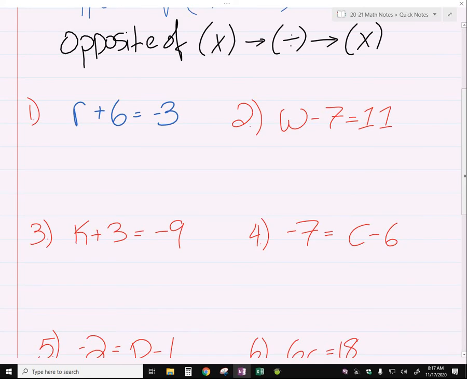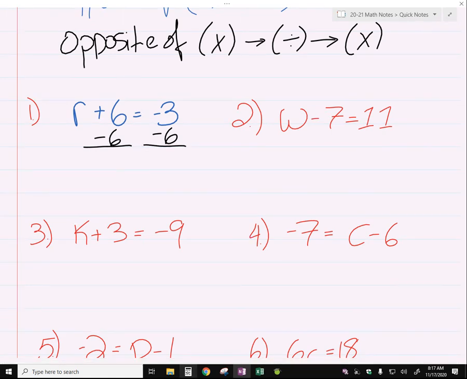Yeah. 6 is being added onto it. And from what we wrote above, to undo 6 being added onto it, right below there, I'm going to write minus 6. So I have plus 6 minus 6. But there's an equal sign there, and in order for something to be equal, both sides have to get the same thing. Therefore, I'm going to subtract 6 from this side as well.